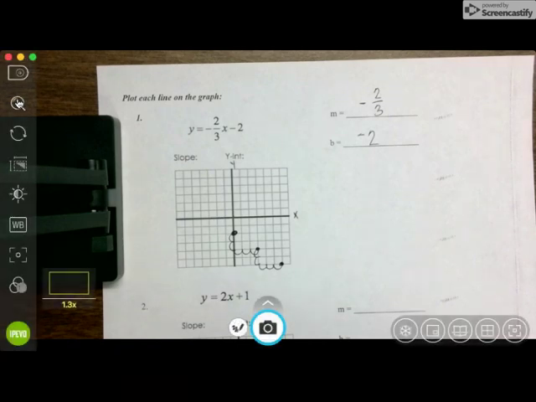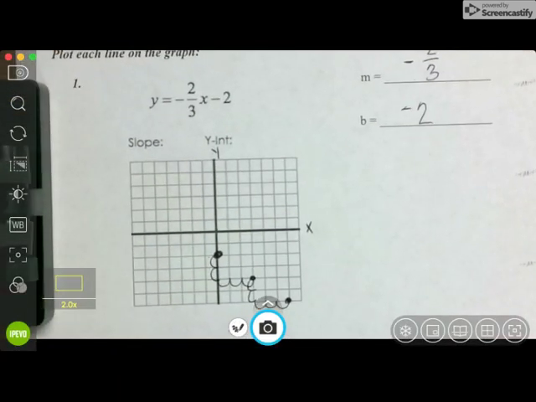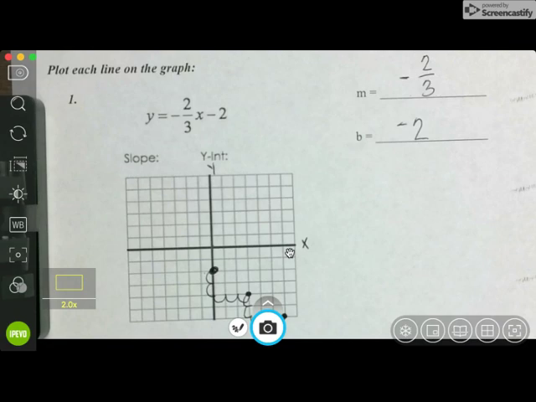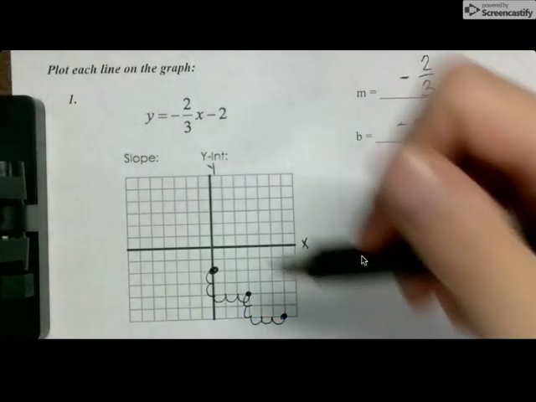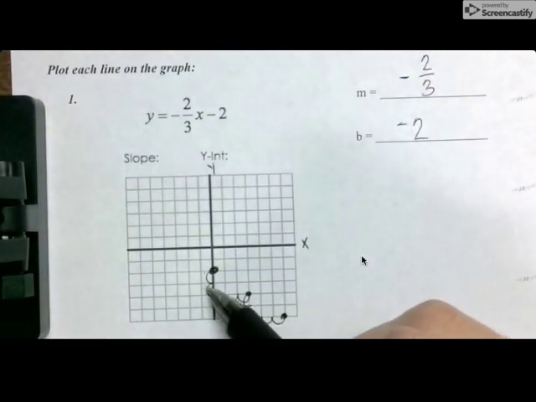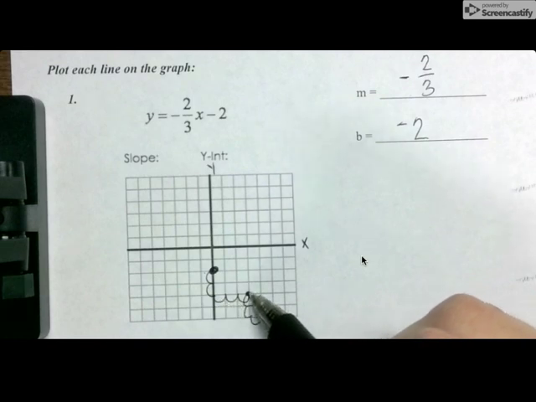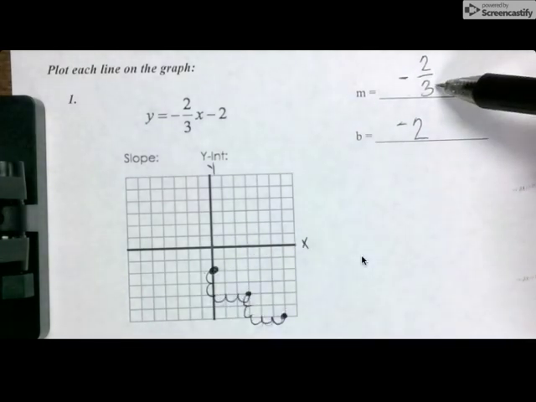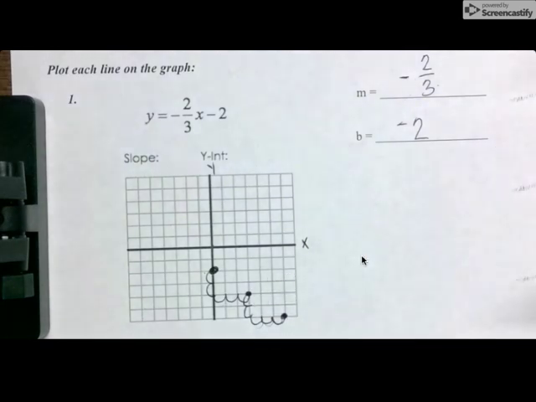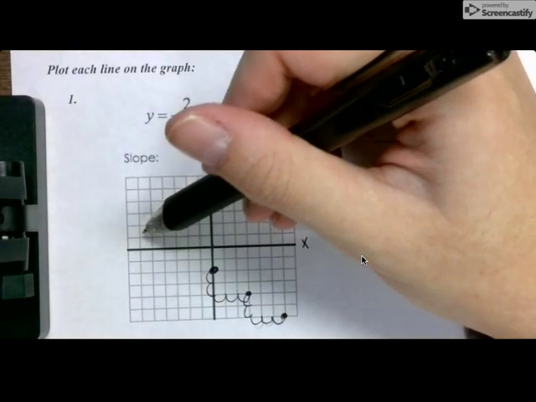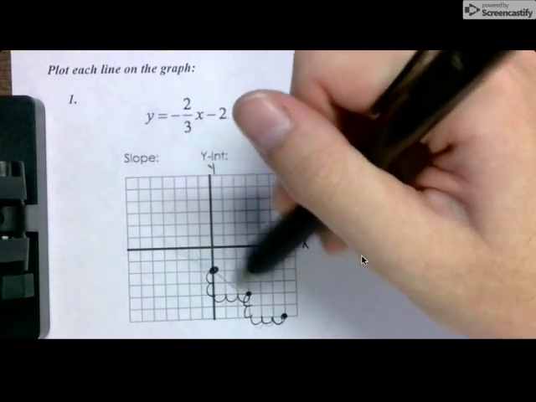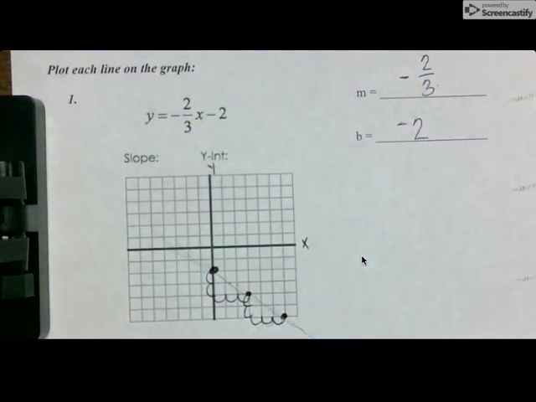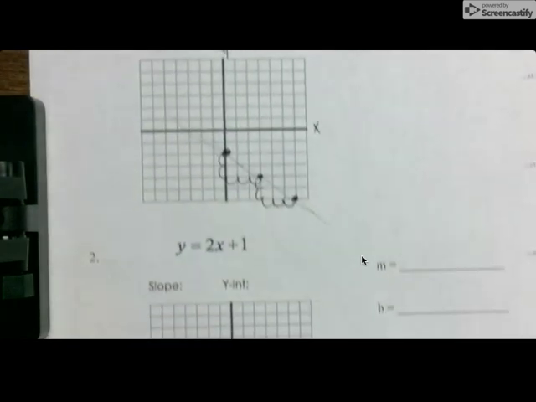Okay, and I will zoom in on these ones since we don't need as much space for you to see. Okay, so again, started at -2, went down 2, over 3. Because it's negative, that's why I went down. And the 3, I always want to go right if I can on the bottom part. Okay, and then if you wanted to, right, you could actually draw a line.